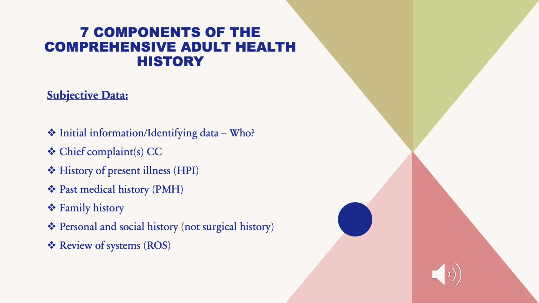So once again, here are the 7 components of the comprehensive health history of an adult, and this information is subjective data. So identifying data, so who it is, chief complaint, history of present illness, past medical history, family history, personal and social history, and review of systems. We're going to go over each of them in a little bit more detail.